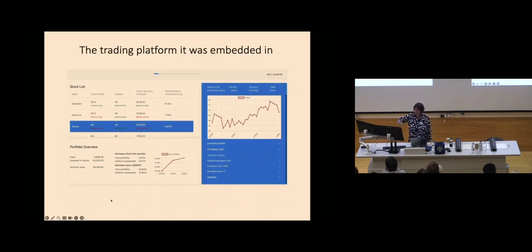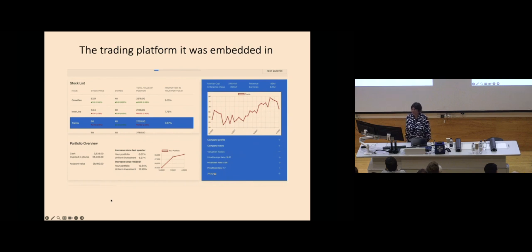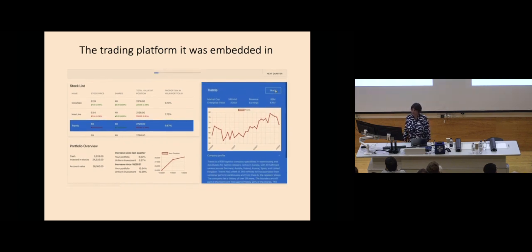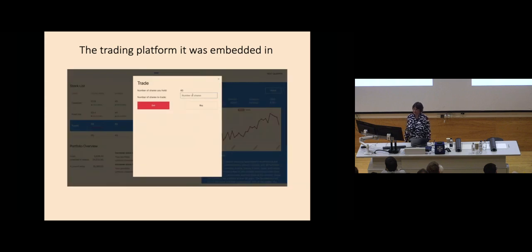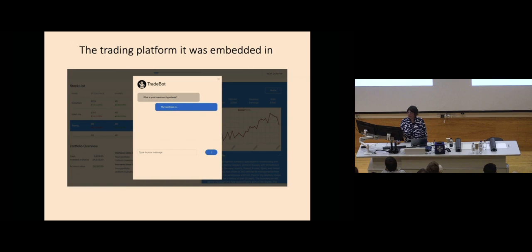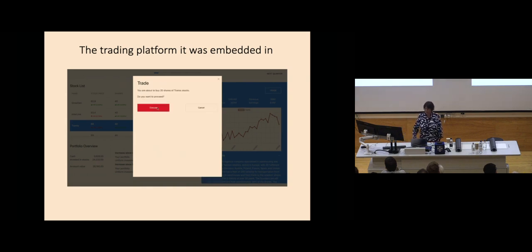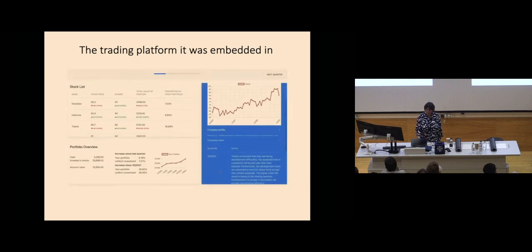They're looking at the information over on the right, scanning through, finding out news, clicking on it, and then they think, I'm going to do a trade. So click on that, and they're about to buy a number of trades when TradeBot pops up and says, what is your investment hypothesis? And then they're required to type in what their hypothesis is as to why they want to buy that trade. And then they can do that. So it's getting them to think through their rationale.